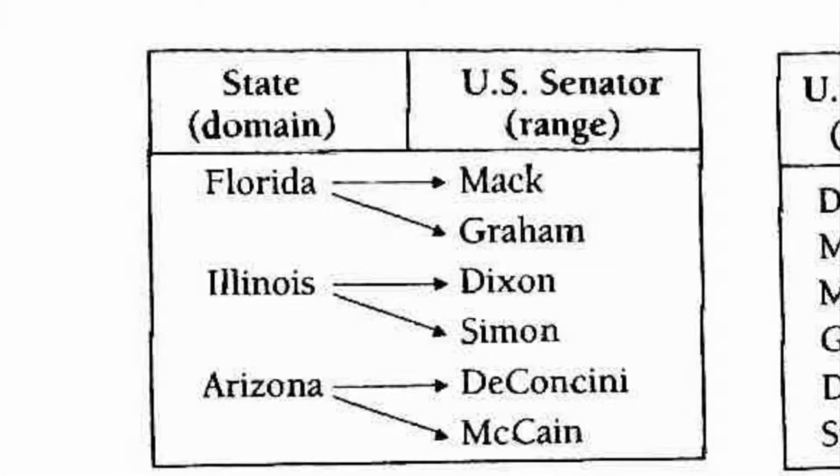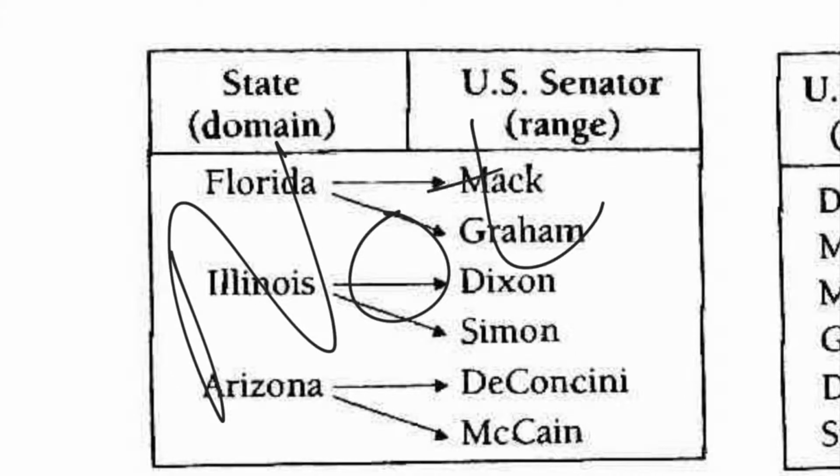When I say the state, then you say the senator. Ready? Florida. Oh, you don't know. You could go to either Mack or Graham. Illinois. You could go to either Dixon or Simon. Arizona, you could go to McCain or DeConcini. So because it's unpredictable, you don't know which senator to report when I say Florida, Illinois, or Arizona, then this is not a function.